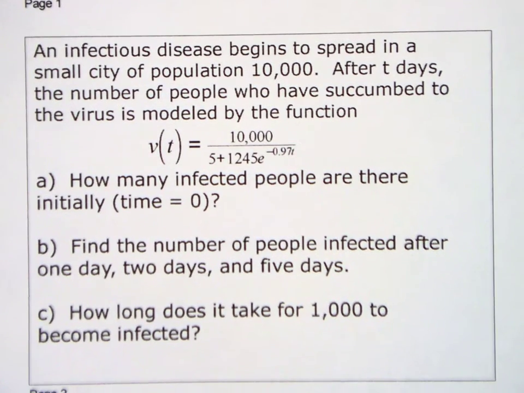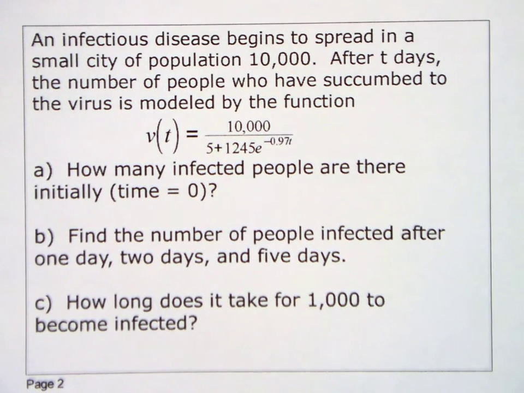An infectious disease begins to spread in a small city of population 10,000. After t days, the number of people who have succumbed to the virus is modeled by the function V of t equals 10,000 over 5 plus 1245e to the negative 0.97t. How many people were initially infected?